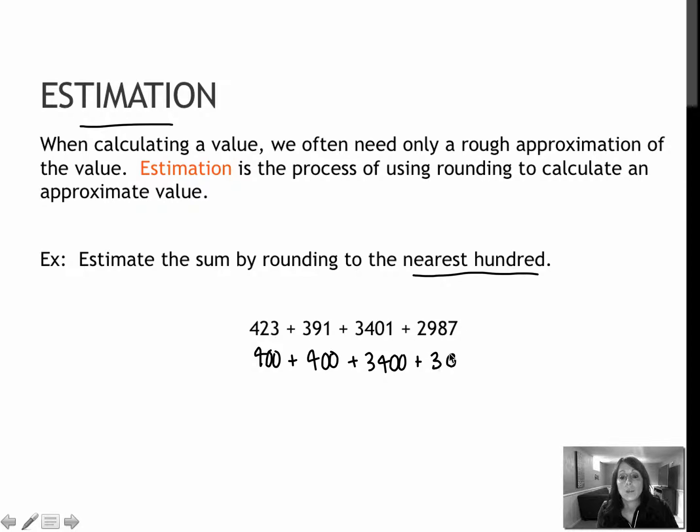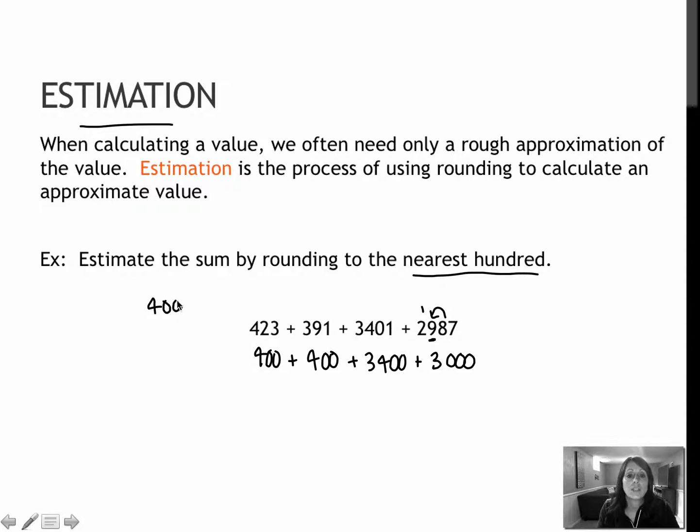2,987 rounds to 3,000. This one's a little bit trickier, so I'm going to go through this one. Again, if I'm rounding to the 100, this 8 tells me to round the 9 up. 9 rounds to 10. 10 means I would have to carry the 1, and that would give me 3,000. Now I'm going to add these values together.